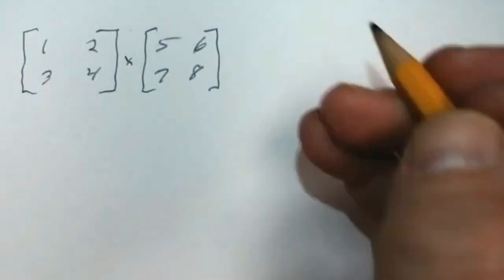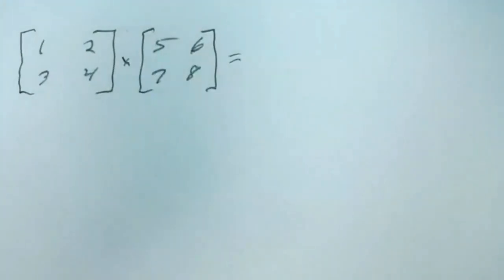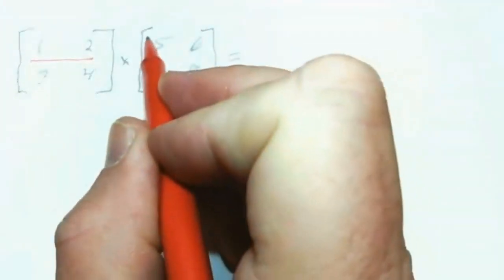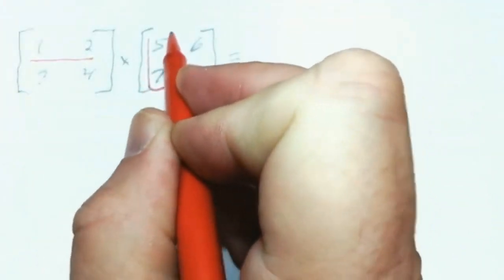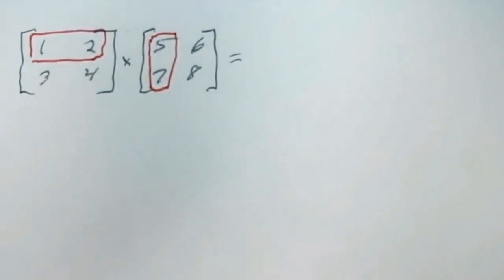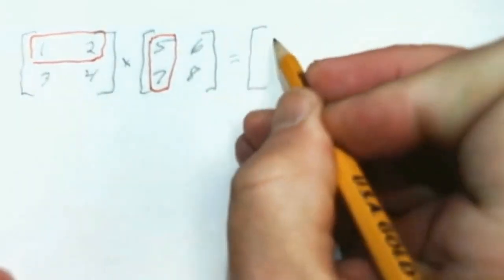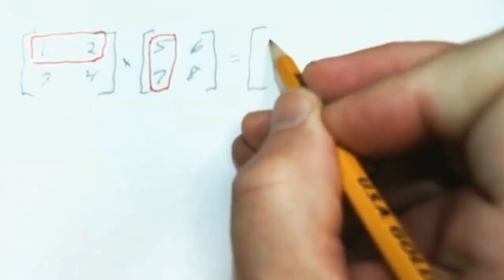Okay, so multiplying these, remember we take this first row and the first column, and this is going to give us our first number, because our first answer will be the first row, first column answer. So first row, first column.